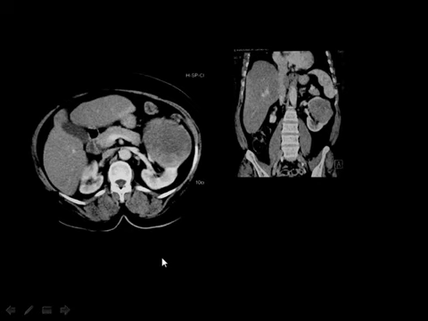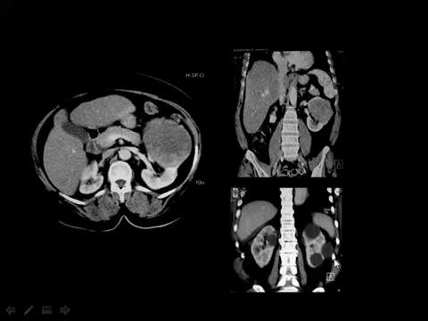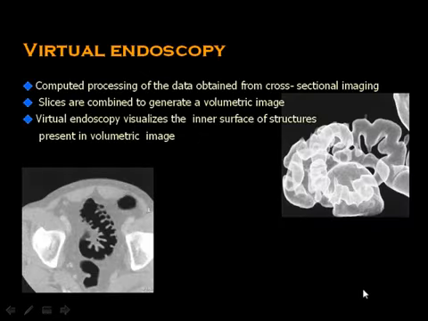The same rule applies for the kidney. Cystic masses are benign, solid masses are usually malignant. This is an example of a solid mass in the kidney representing renal cell carcinoma, and these are examples of multiple simple renal cysts, and you can compare the density of the cyst with the density of the tumor.